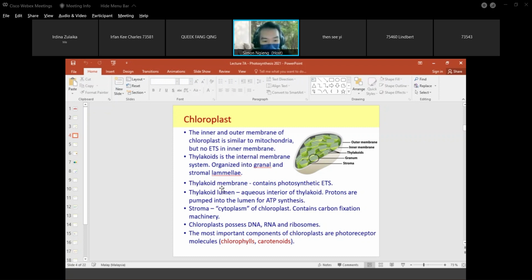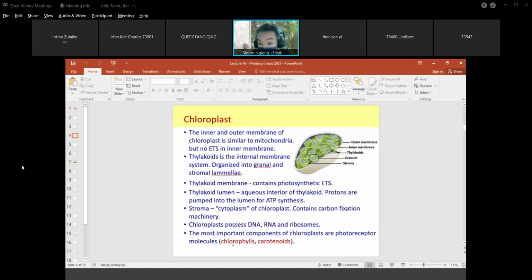Okay, so you have thylakoid lumen. These are basically the internal part of your thylakoid, which is the aqueous interior of your thylakoid. Protons are pumped into the lumen for ATP synthesis. Proton pumping, we will come to this in a moment, is also one of the important requirements for photosynthesis. So stroma, the cytoplasm-like part on the outside. In the chloroplast you also have the DNA, RNA, and ribosomes, which are basically floating inside the stroma as well.